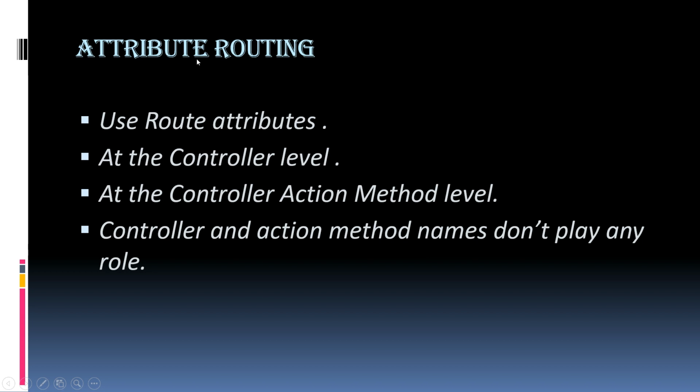Attribute routing. With the help of ASP.NET Core attribute routing, we can also use the Route attribute to define the routes for our application. We can use the Route attribute either at the controller level or at the controller action methods level. If we apply the Route attribute at the controller level, then it is applicable for all the controller action methods. With attribute routing in ASP.NET Core MVC application, the controller name and the action method names do not play any role. Let us understand these things with some examples.